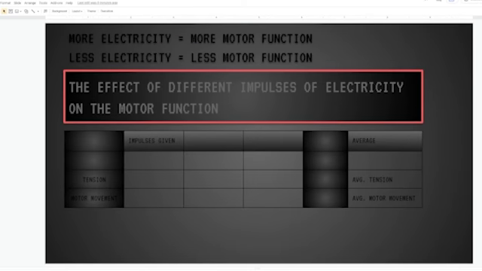This is my table on how I will be giving my data. More electricity equals more function, less electricity equals less motor function. The effect of different impulses of electricity on the motor function: these will be where my impulses will be given, and this will be the amount of tension and the amount of movement the motor has, and the average tension and average motor movement will give me what I need to write down for data.